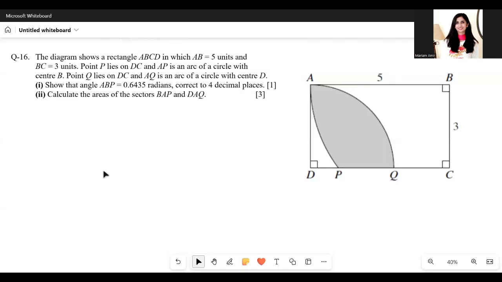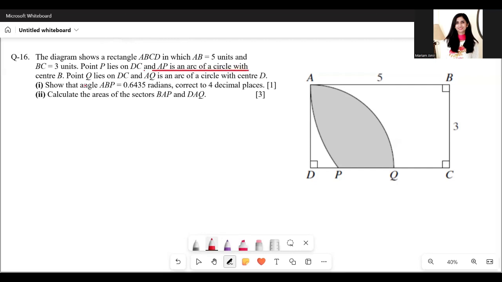Here's another question. The diagram shows a rectangle ABCD in which AB is 5, BC is 3. Point P lies on DC and AP is an arc of the circle with center B. Okay, this is important, let's reread this. AP is an arc of a circle with center B. Where's AP here? So it's an arc, so it's part of a sector and the center is B. So this would be that sector they're talking about.